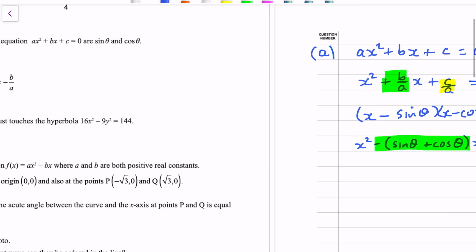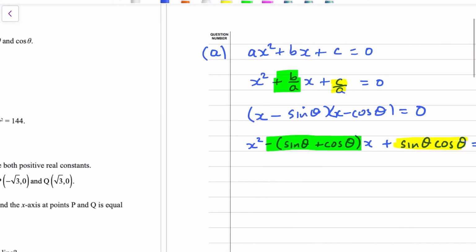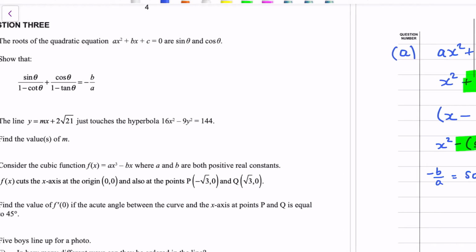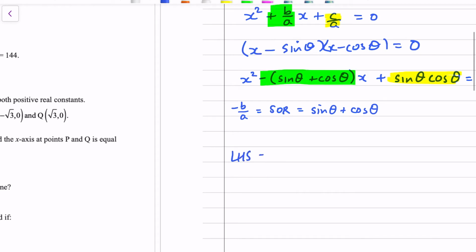Okay, so if we look at the question, it asks us to prove that some trig identity is equal to minus b over a. Minus b over a is equal to the sum of the roots. So our right hand side of that trig identity should come out as sine theta plus cos theta. Okay, so we've got 2 fractions, sine over 1 minus cotan, and cos over 1 minus tan.